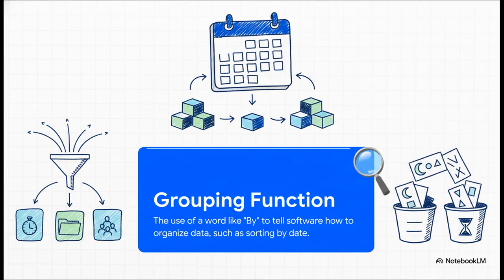This is what designers call a grouping function. When you see something like sort by date, you don't even have to think about it. You just instinctively know the software is putting data into neat little piles for you. The word by has become the modern standard for user experience for that exact reason. It just clicks with how our brains expect a database to work.